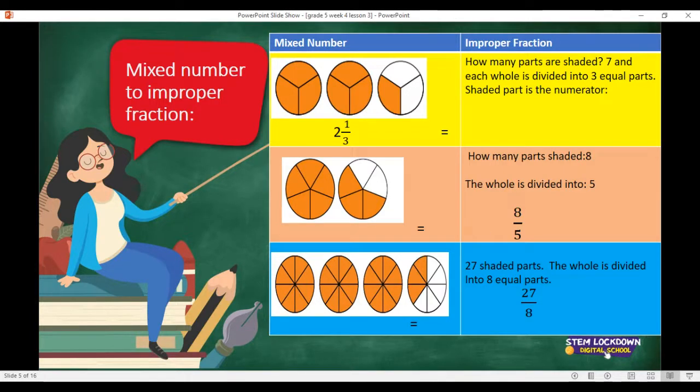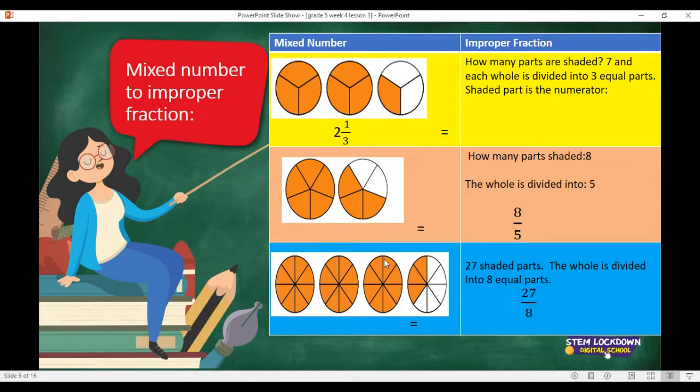All right. So the second one here, it's one whole because one full circle is shaded. And then our fraction on the mixed number part is 3 because 3 is shaded. Remember, 3 becomes our numerator, and 5, because it's divided into 5, becomes our denominator. And then I gave you the answer on the improper fraction. How many parts are shaded? 8 parts are shaded, and the whole is divided into 5. So we're going to write it as 8/5.